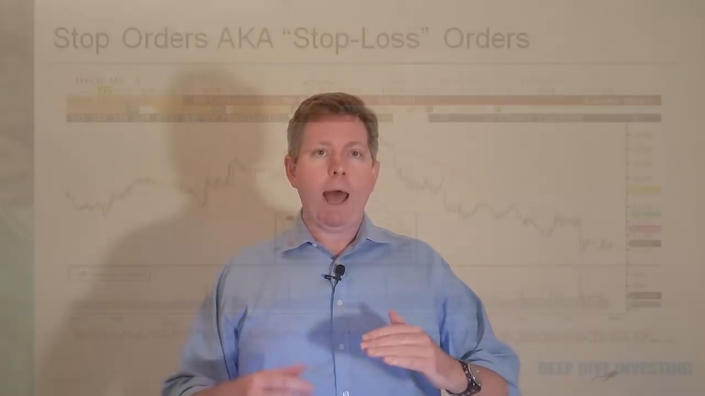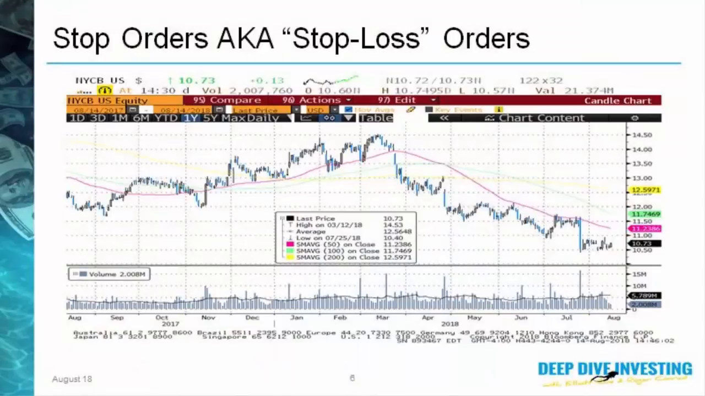What you could do is set a stop order or a stop loss order. Essentially, this is a combination of a stop order and a market order. It's really a stop market order, technically. Let's say you set that stop order with your broker at a price of $13 a share. That means that if New York Community Bancorp trades down and touches $13 or trades below $13, that stop order will automatically convert into a market order to sell the stock at the prevailing market price.